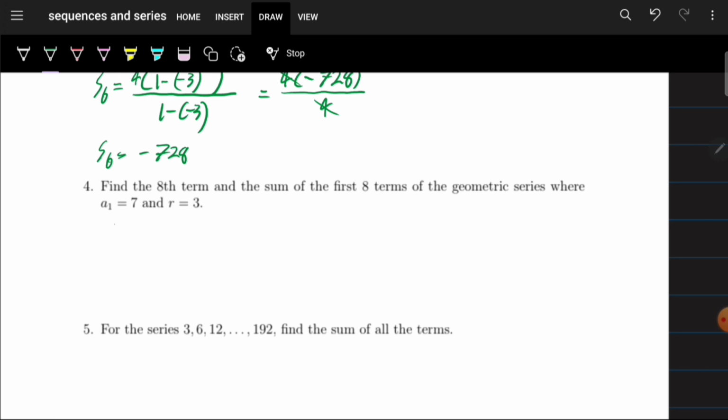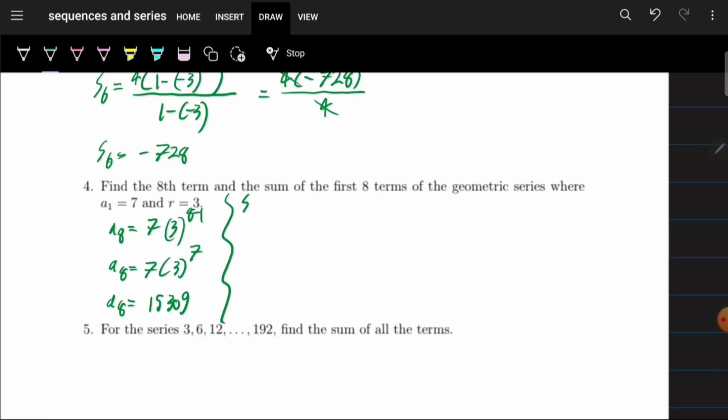So what is the 8th term? That's A8. That's equal to the first term, 7, times the common ratio to the power of 8 minus 1. So A8 is 7, 3 to the power of 7. So let's see what this comes out to. So 3 to the power of 7 times 7. So the 8th term is 15,309. Okay, that's the 8th term. Now let's find the sum.